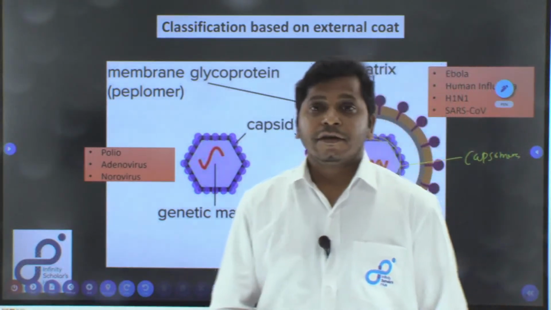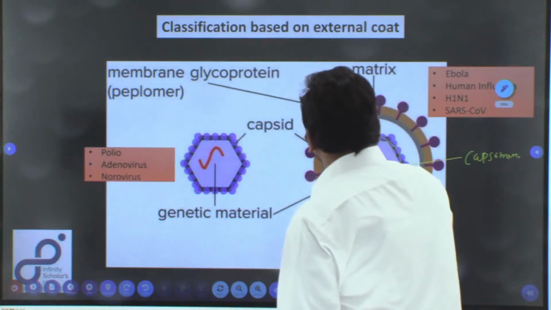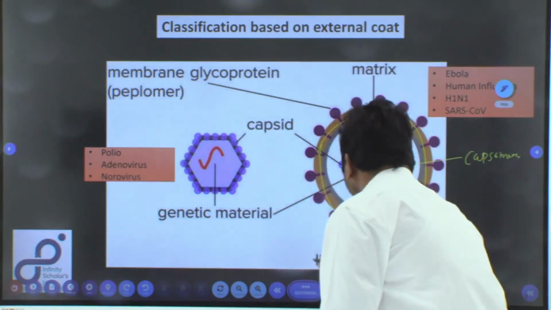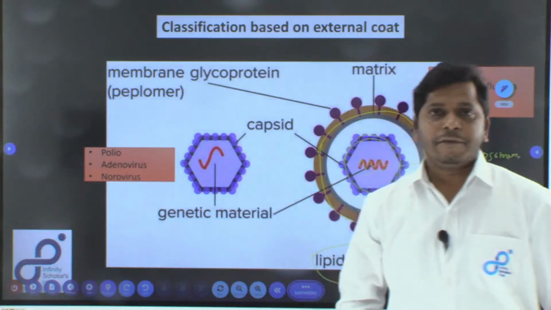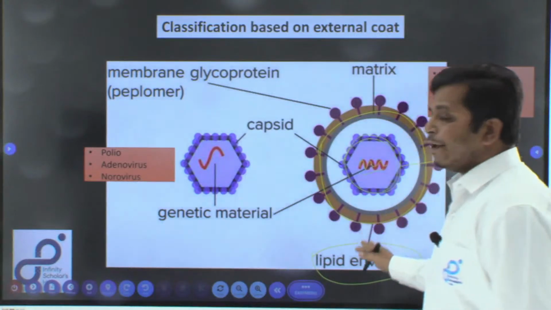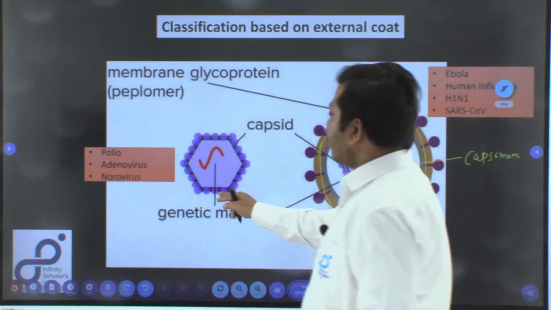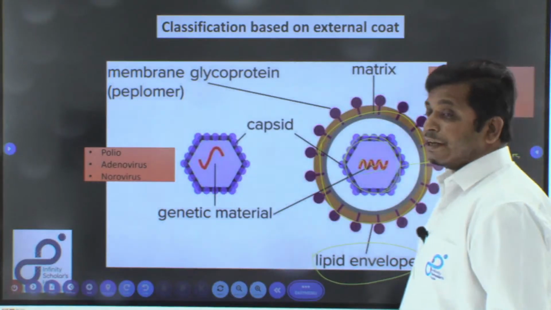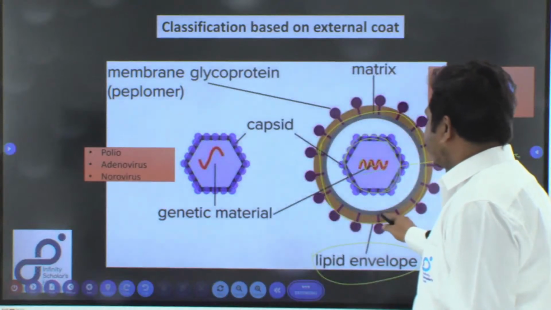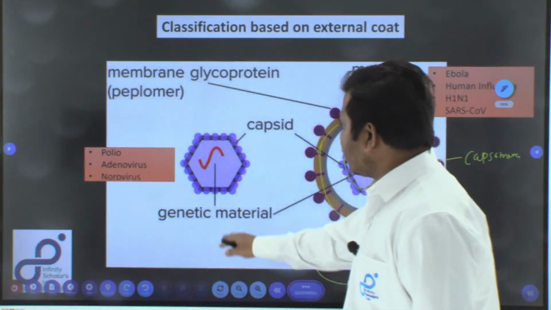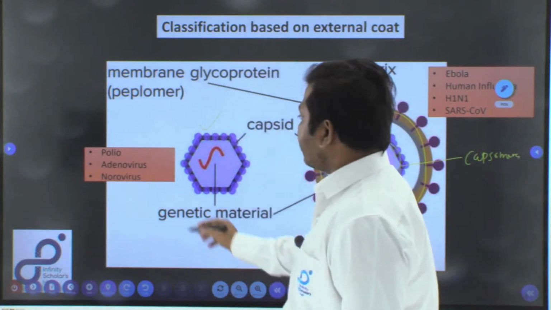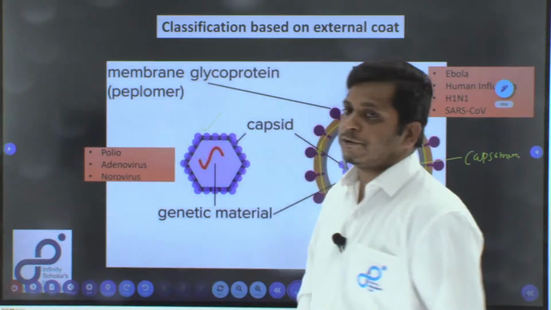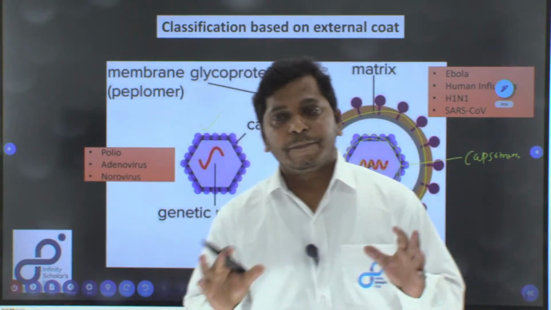In addition to that, some viruses have an additional external coat like this, called the envelope, which is primarily made up of a lipid or fatty acid derived material. Some viruses have an external coating, while others do not. The viruses which have it are called enveloped viruses, because they have an additional lipid layer around the capsid. Viruses like poliovirus, adenovirus and norovirus have just a very simple structure, the nucleic acid and the capsid. They do not have an external lipid-based layer.